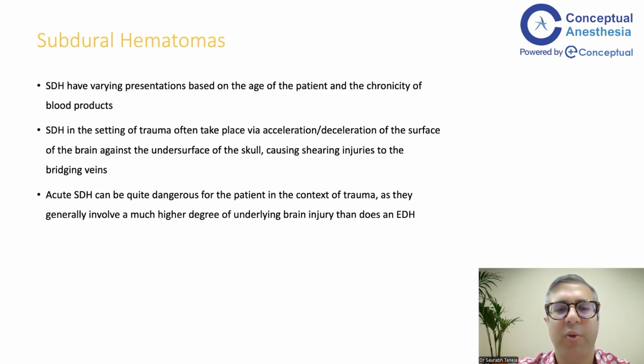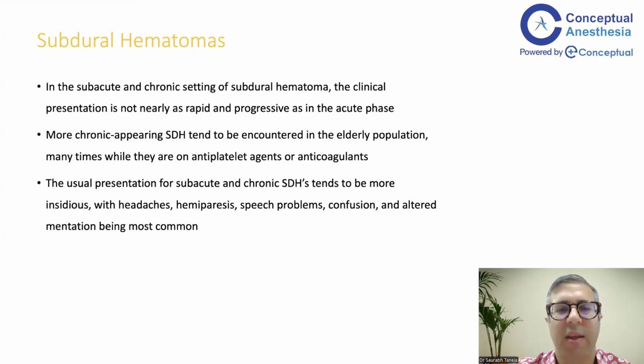Acute SDH can be quite dangerous for the patient as it generally involves a much higher degree of underlying brain injury than does an EDH. In a subacute and chronic setting of SDH, the clinical presentation is not as rapid and progressive as in the acute phase. So, chronic-appearing SDH tends to be encountered in elderly populations. What happens in elderly populations? Usually, the brain shrinks, the brain size decreases, so there is space, and bleeding has already occurred over a period of time, and the brain compression is still not that much.